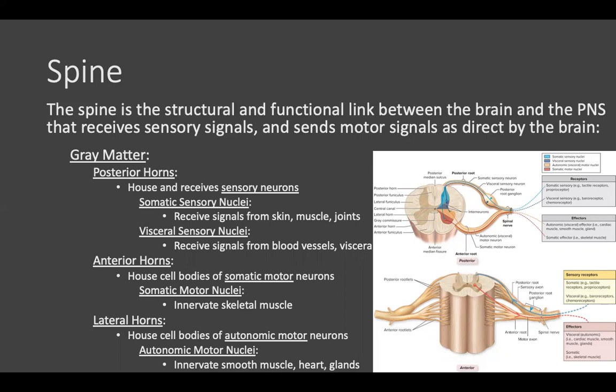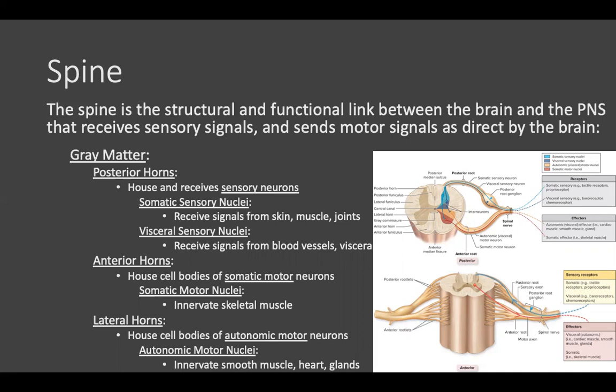The anterior and lateral horns, though, are going to be more so for our motor functionality. And you can see there, somatic motor functionality is the anterior horn, and that's what we really want to consider to be the motor functionality of the anterior rootlets that come into the spinal column. But the lateral horns also have motor control as well, but that's more the autonomic functionality.